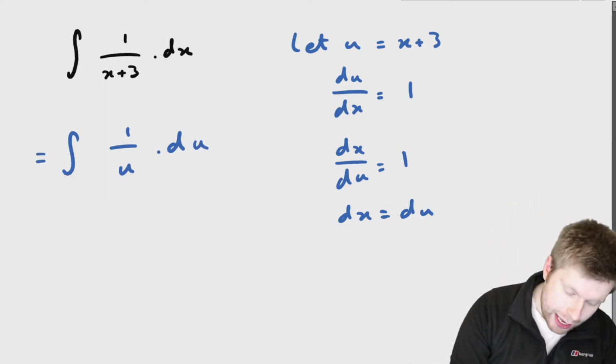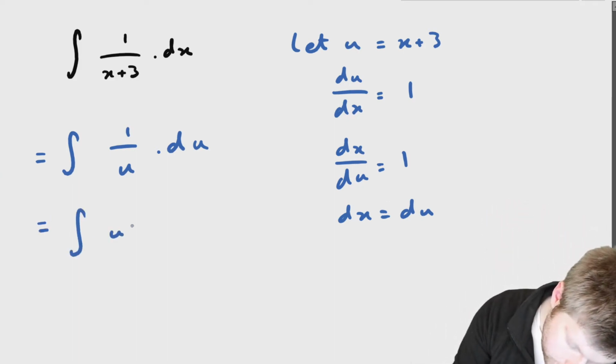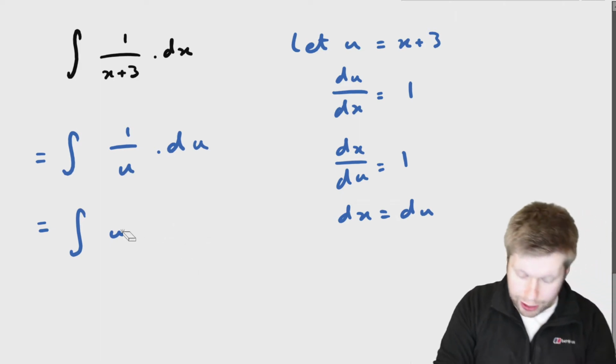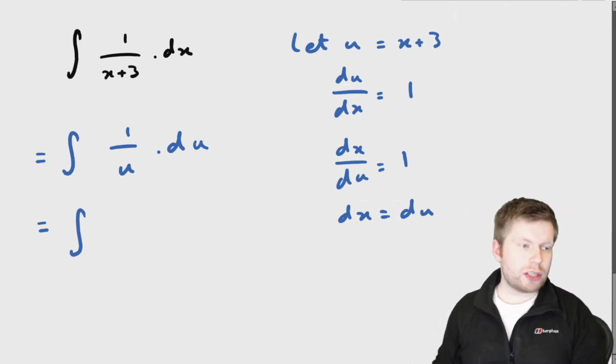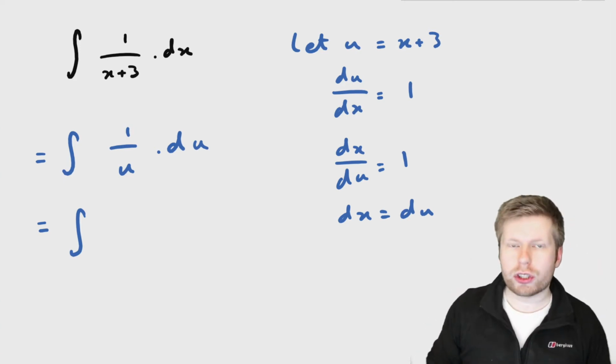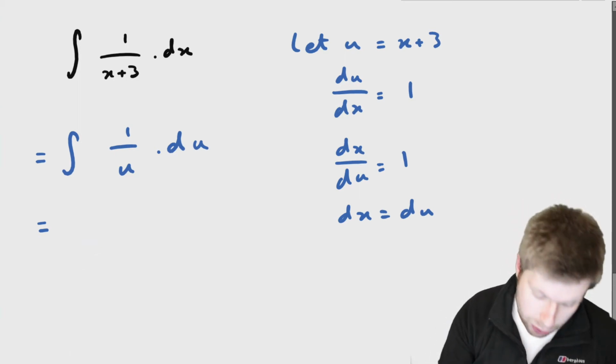Okay, so if I now integrate this function with respect to u, I can write this as the integral of u to the negative 1 with respect to u, and I realise, hang on a minute, that's simple and straightforward. Integral of 1 over u, well, it's basically the same as integrating 1 over x. I know a function which, when I differentiate it, gives me 1 over u. That's just simply the natural logarithm.